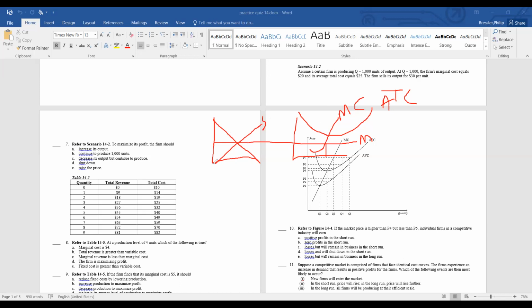We're going to get supply shifting to the left. We'll have a new price. This is probably not, yeah, that line is not. And we'll get to zero economic profit. Okay.